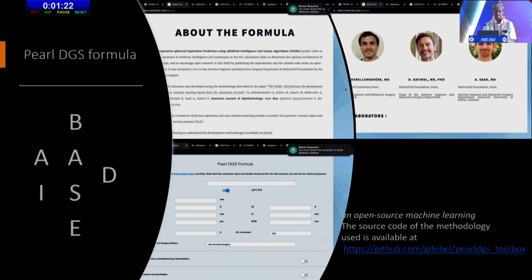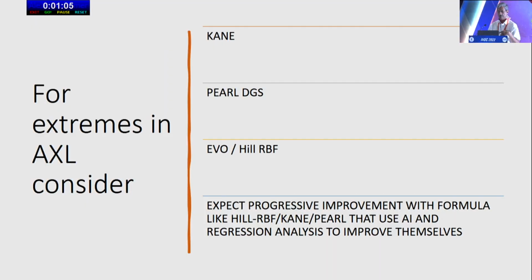What is a Pearl DGS? It's an artificial intelligence-based open source formula. The formula code is available online, unlike most of the other modern formulas. And we're all familiar with Gatinel. He has done a lot of work on the cornea from Paris. So he and his co-workers have got the Pearl DGS formula.